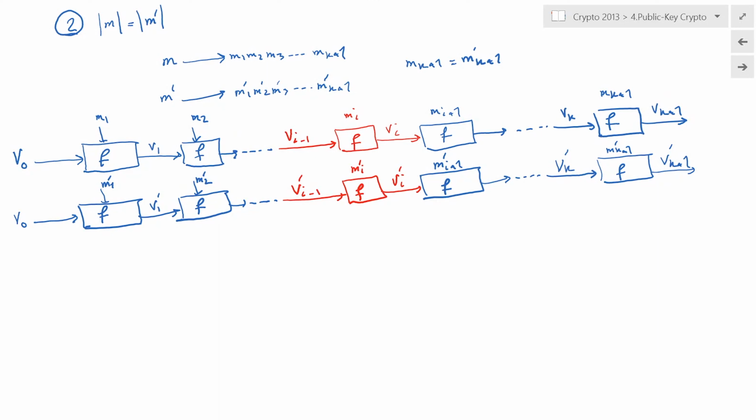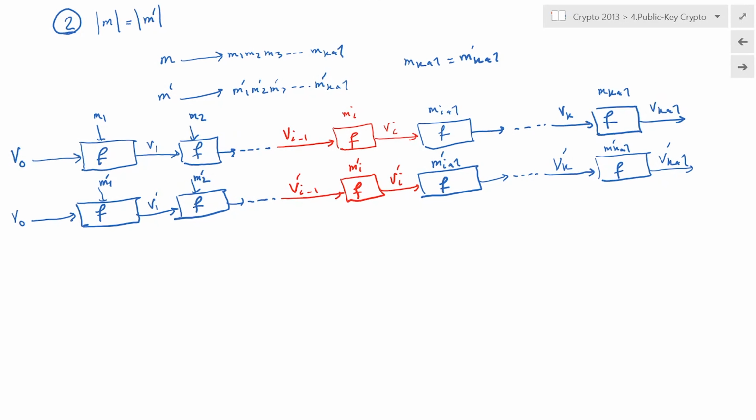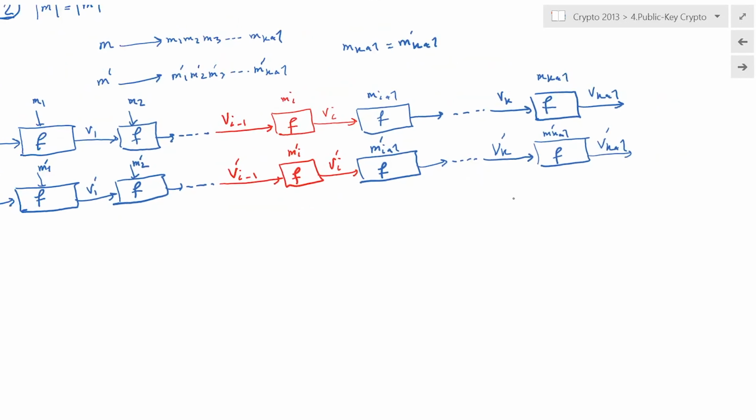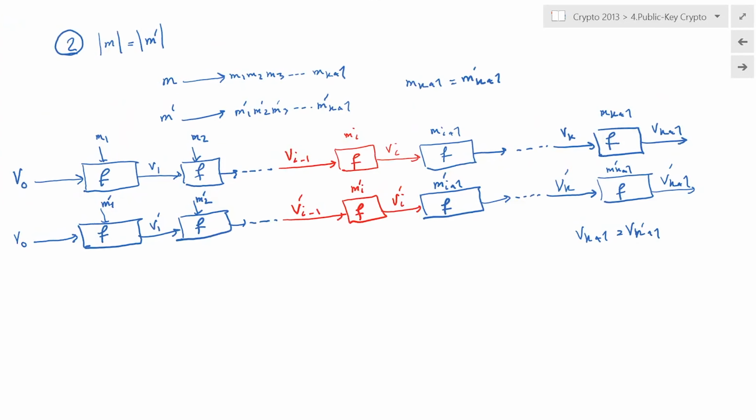And then for the second one, we start with the same thing, but we pass different blocks from m prime, and then we follow the computation. What we know at the end is that v_{k+1} equals v'_{k+1}. This is what we know from our hash function. So given that, we need to show that there is a collision in f. Somewhere over here, there is a collision.